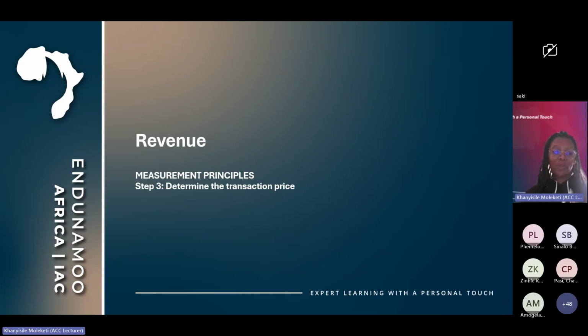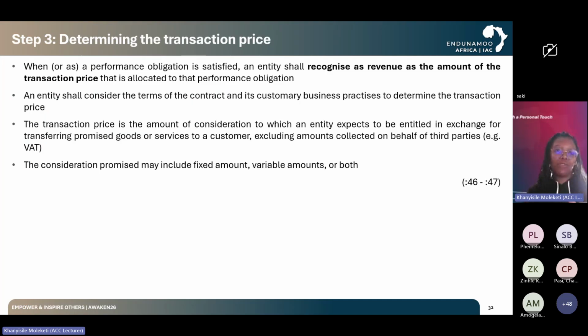We then move to measurement. The first part of measurement is step 3, where we determine the transaction price. What are we doing? We're assessing how much we're going to get from this contract. So determine the transaction price overall. How much am I going to get from this contract? How much am I entitled to recognize as revenue?